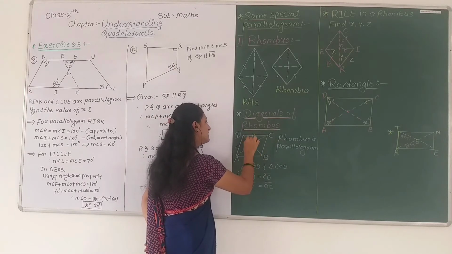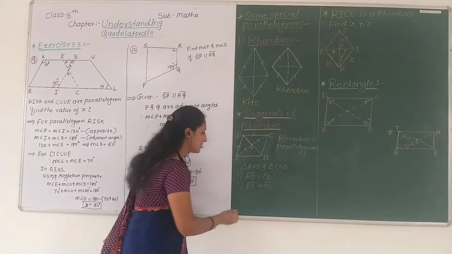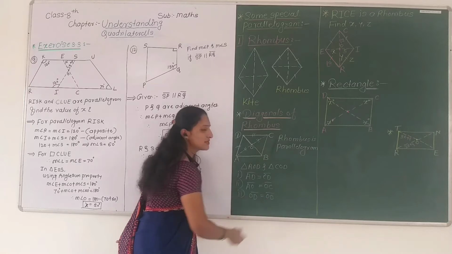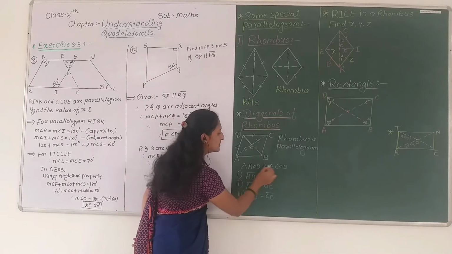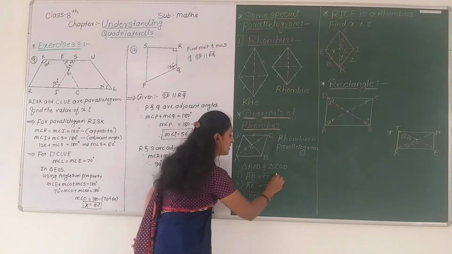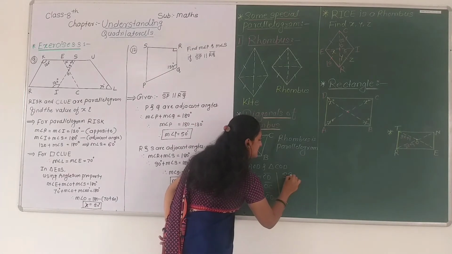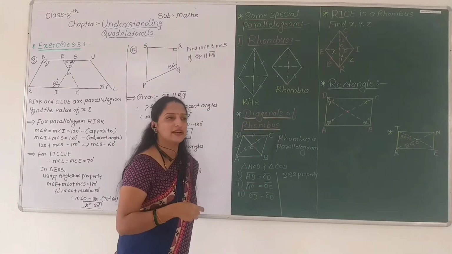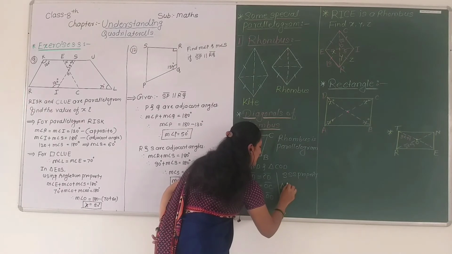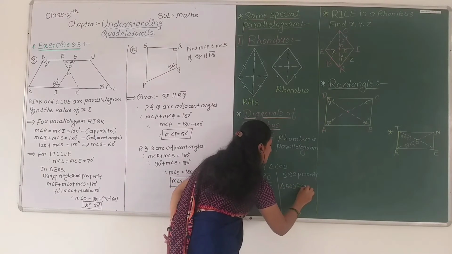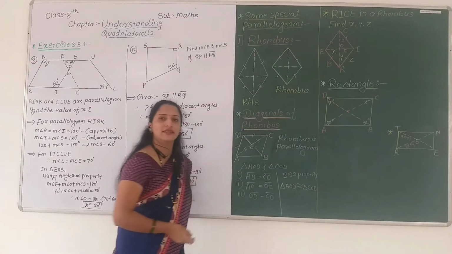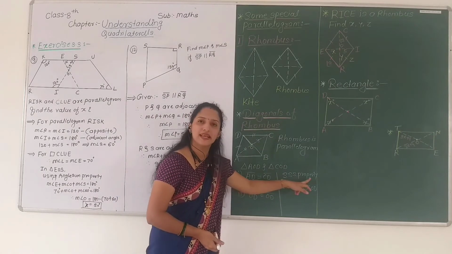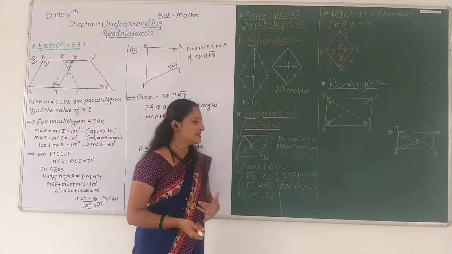And OD is the common side between these two triangles, right? So we can write OD bar is equal to OD bar, since this is common. So three sides of these two triangles are the same. So using the SSS property, we can say that triangle AOD is congruent with triangle COD, using the SSS test, all three sides are equal.